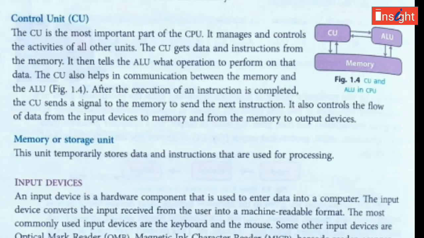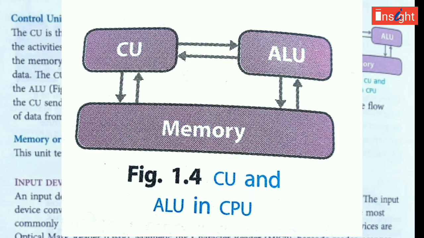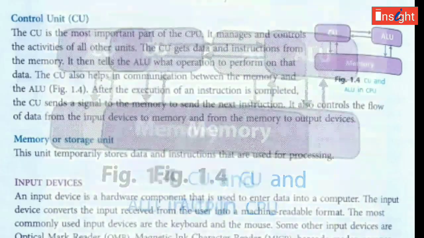Next we will discuss control unit. Control unit, this is a very important part of the CPU. It manages and controls the activities of all other units. The control unit gets the data and instructions from the memory. It then tells the arithmetic and logic unit what operation is to be performed on that data. Another important function of CU is to help in communication between the memory and the ALU.